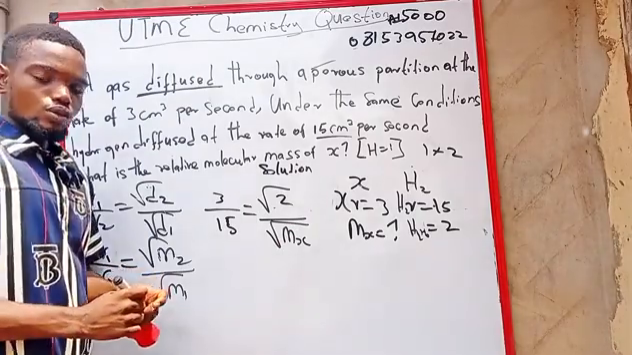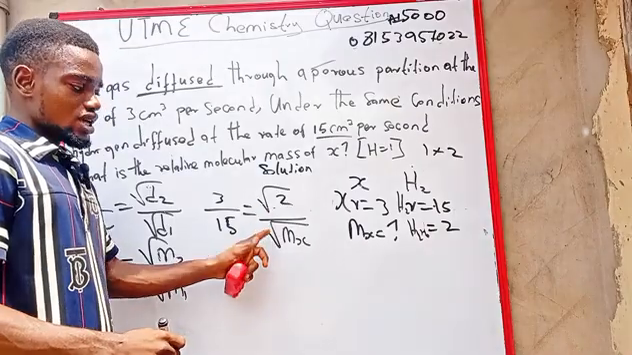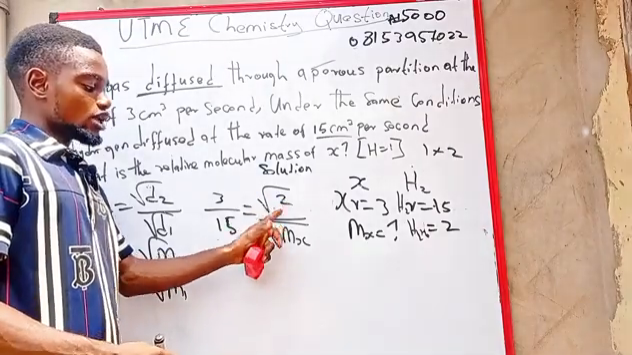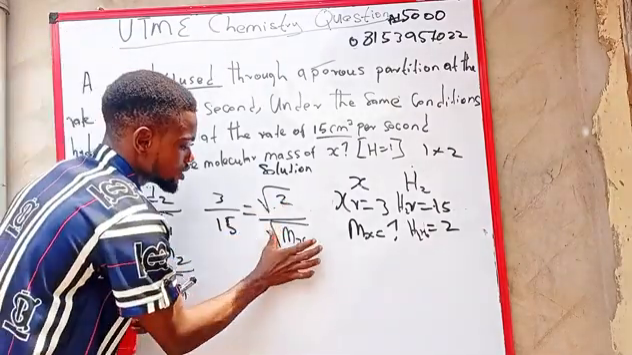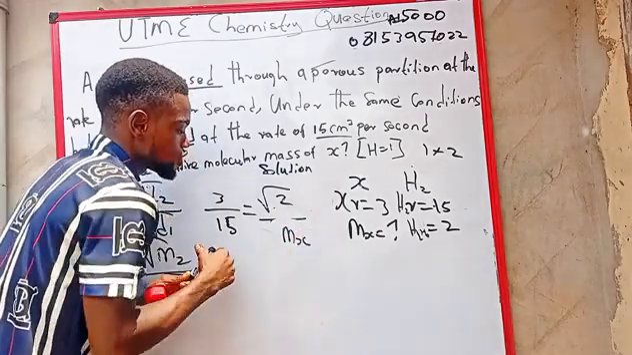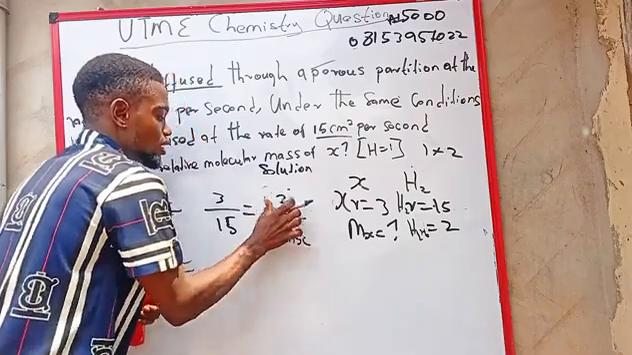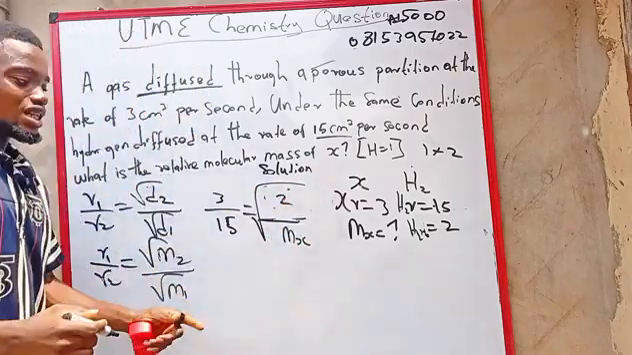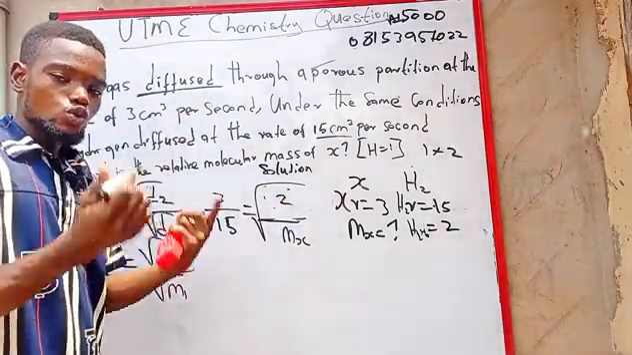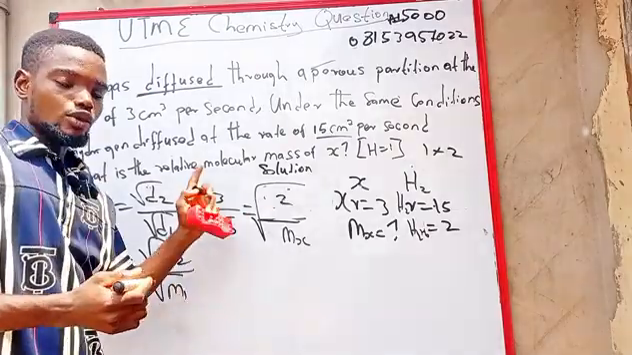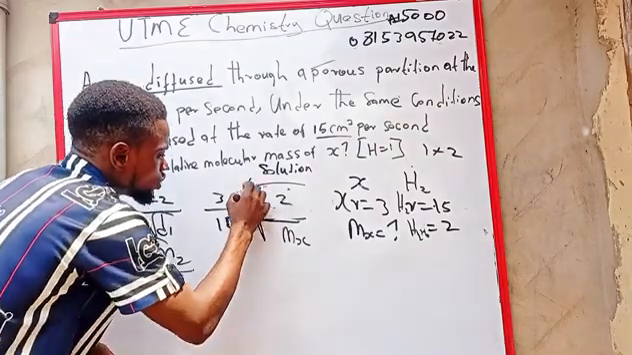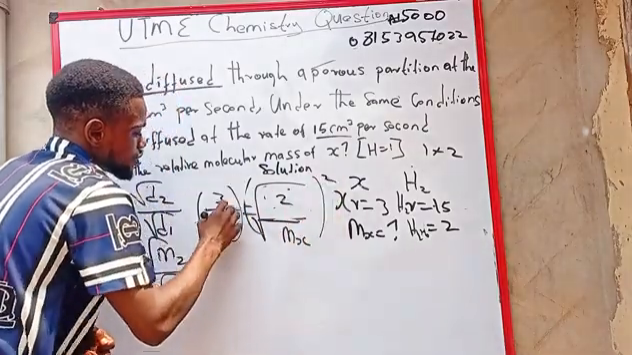Now, what are we going to do? We know that this root is divisible for both the numerator and denominator, so we can rewrite this. Once you get this kind of question, you can rewrite it as root. Now we try to remove this root with a square, by squaring both sides.